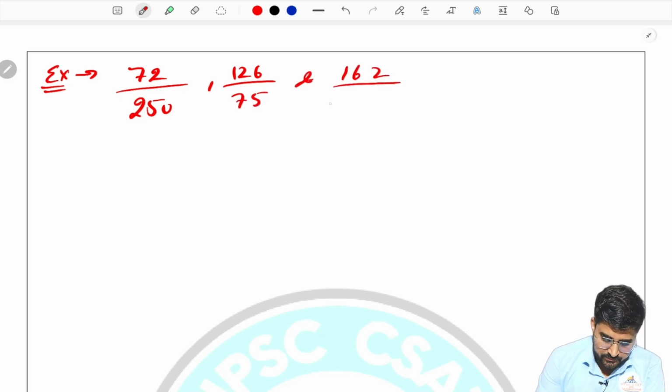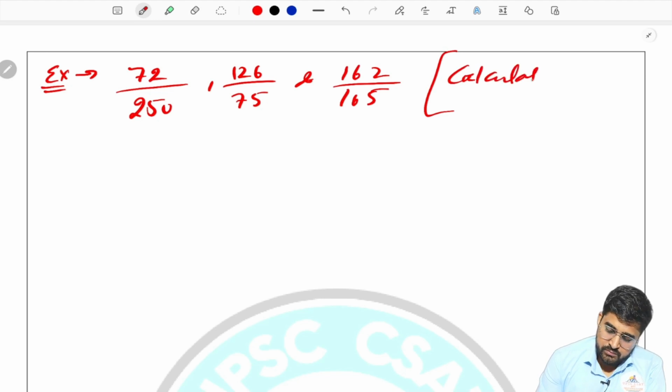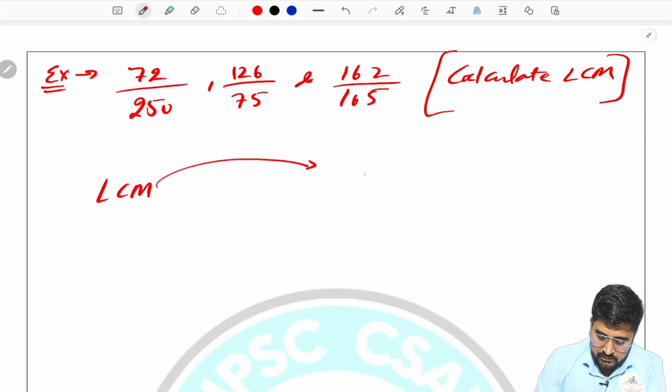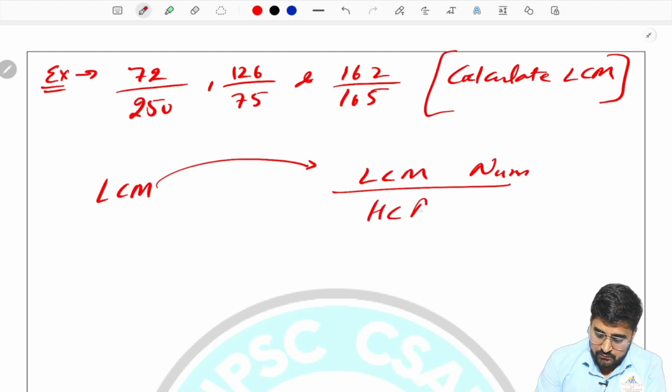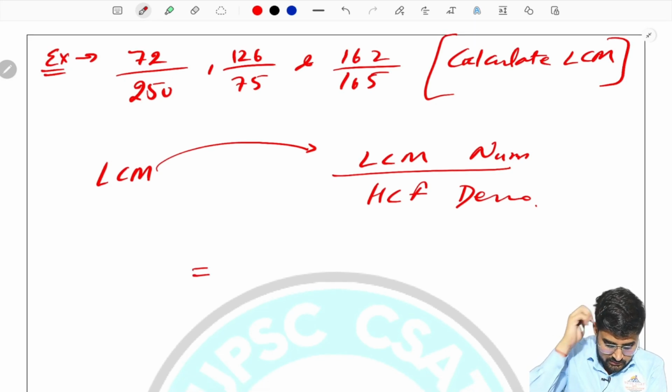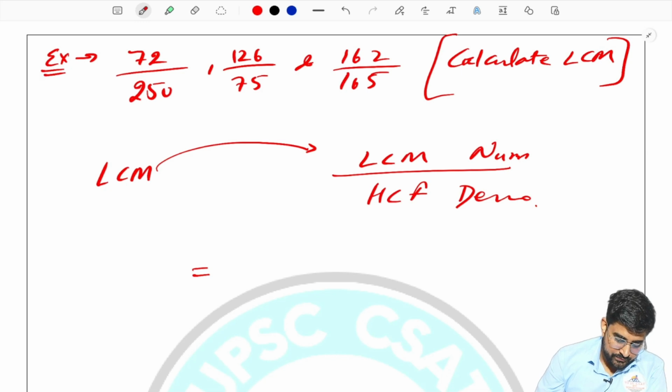Please be patient and see. Okay, so we have to calculate the LCM. In the next one we will do the HCF. Now what we have studied is that if you want to calculate the LCM of fractions, you have to take the LCM of the numerators and the HCF of the denominators. Okay, now let's take the LCM of the numerators, which are 72, 126, 162.